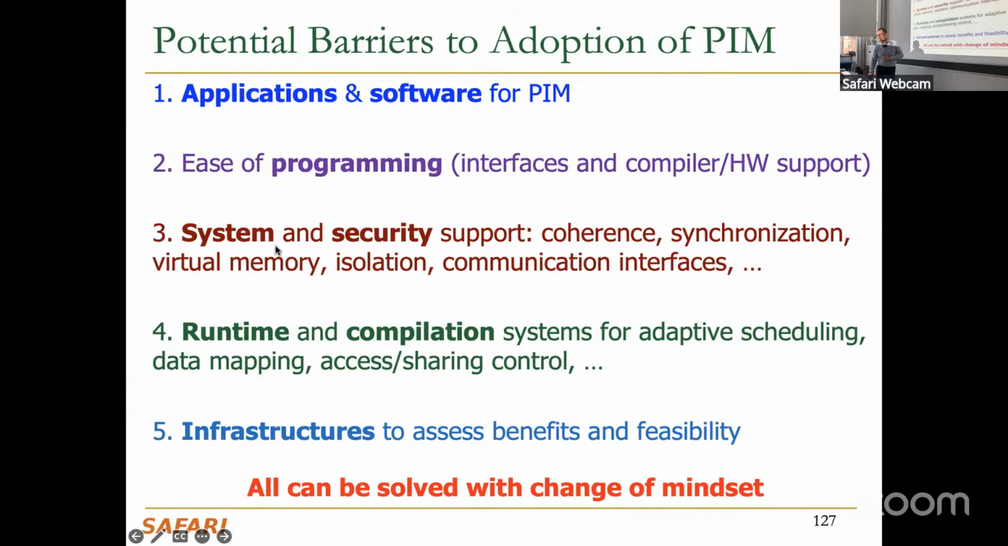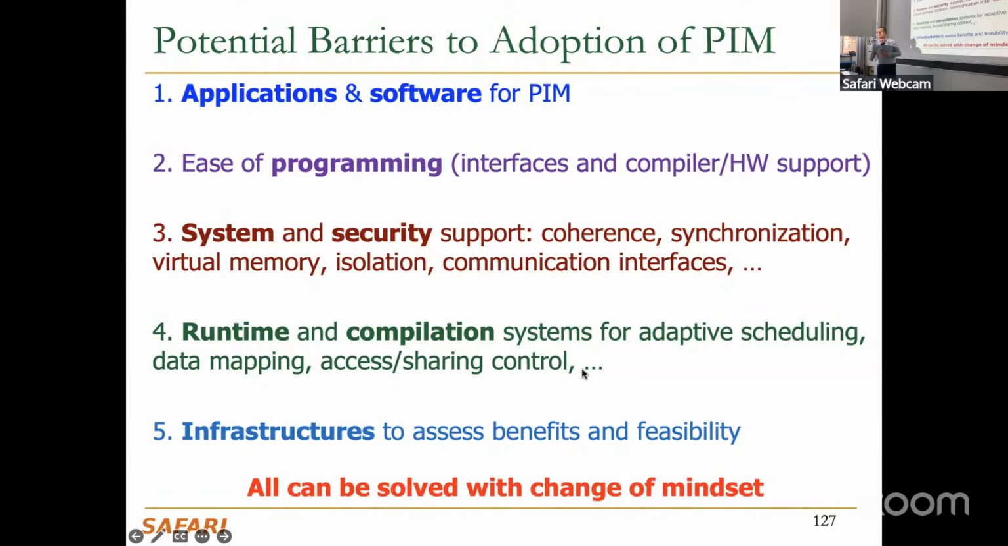How do you actually enable system support and security issues? How do you solve any security problems that may come about? Coherence, for example, synchronization, virtual memory, isolation, communication interface. There are a lot of questions over here, basically. How do you enable a runtime system and compilation mechanisms to take advantage of this sort of substrate, processing near memory and processing using memory? There are a lot of issues over here also.